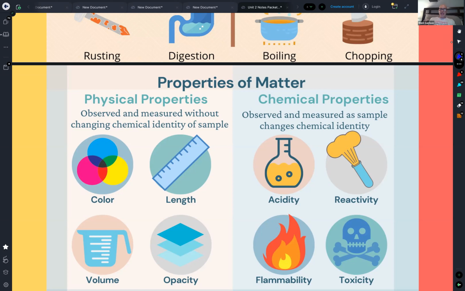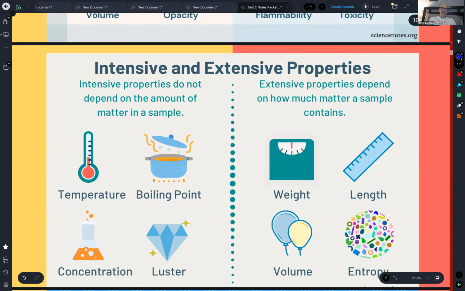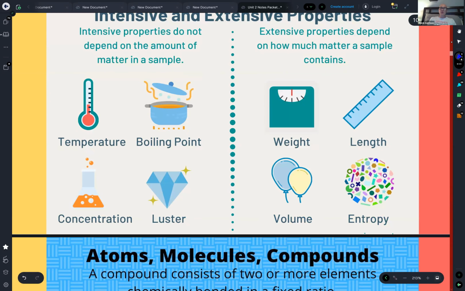On the other hand, the physical properties, those are the ones that you use your senses to try and describe the material. What is its color? What is its taste? What does it smell? How big? How heavy? How thick? These are all descriptions, but they don't have anything to do with what their chemical formula is.